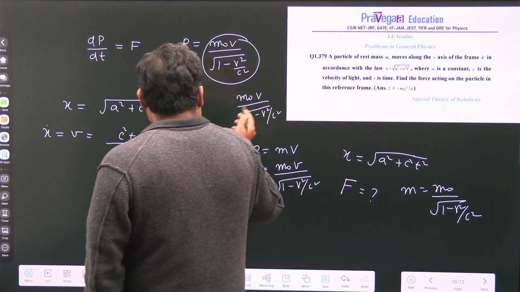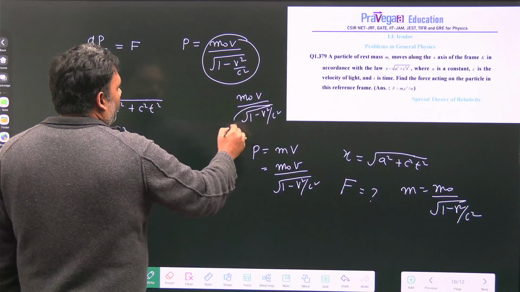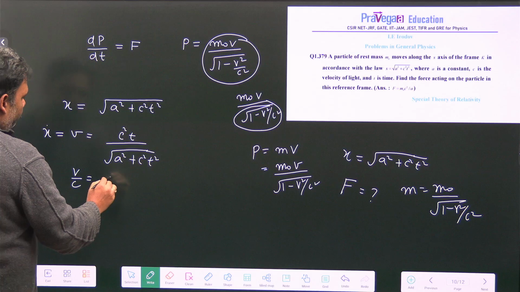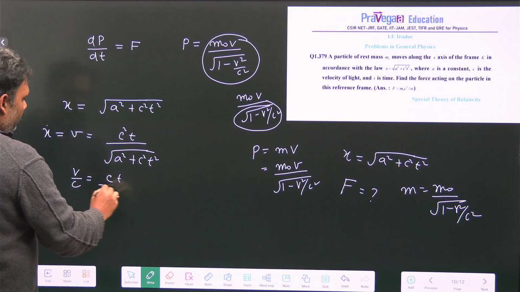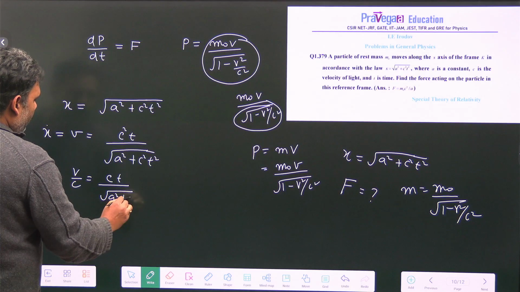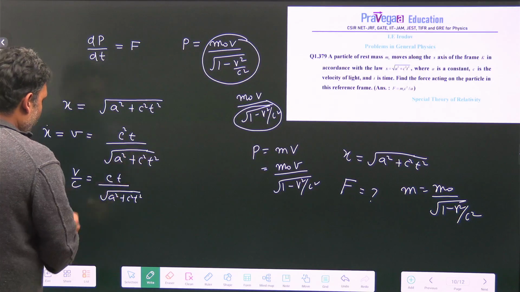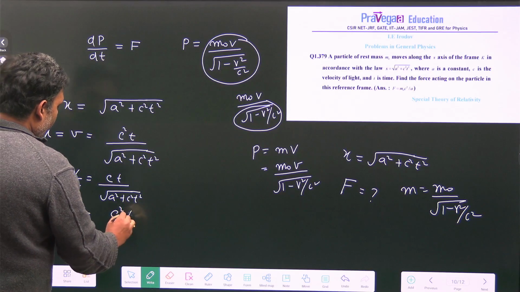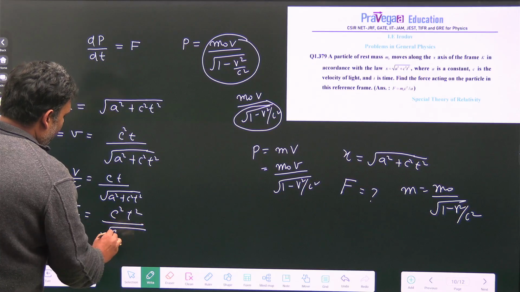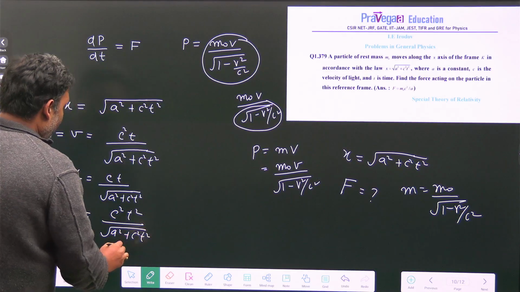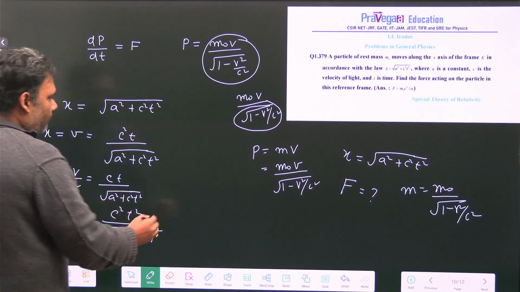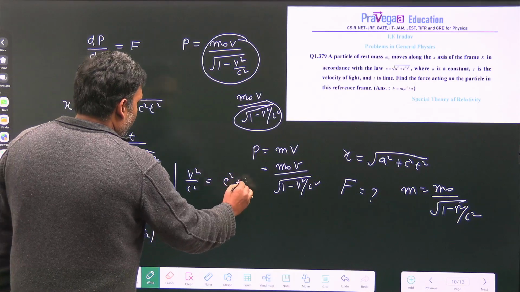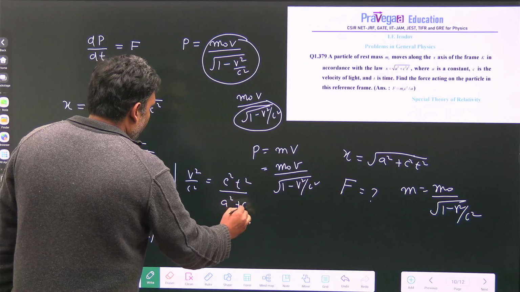Now let's first calculate what 1 minus v square upon c square will be. Here we can write v upon c is nothing but c t, dividing by c, upon root under a square plus c square t square. And we have v square upon c square equal to c square t square upon a square plus c square t square.